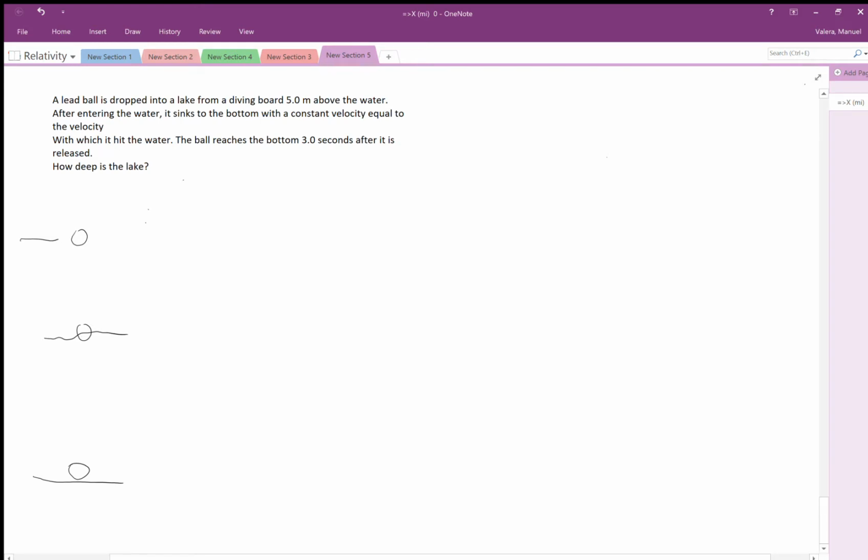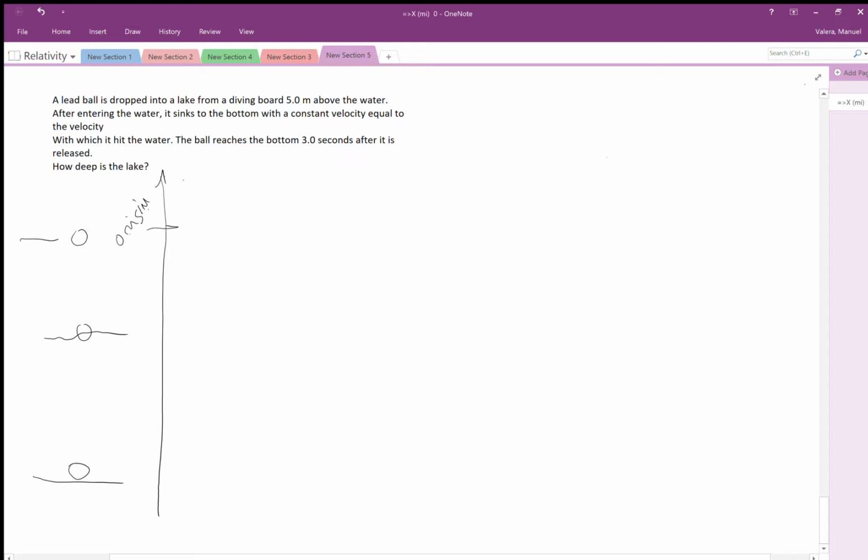Let's choose a coordinate system. I'm going to put my origin here at 0, and everything that points up is positive. So the acceleration of gravity is going to be negative in this problem. This is my origin, so I'm going to write it: origin.